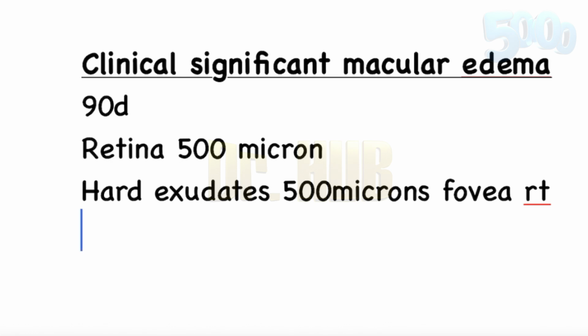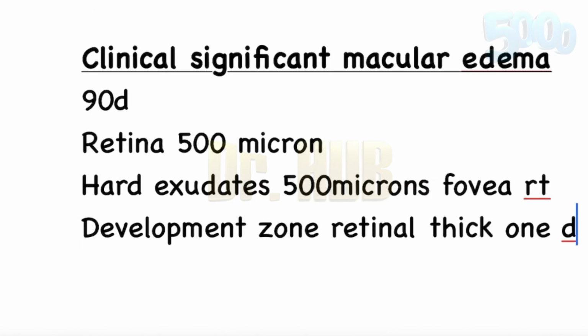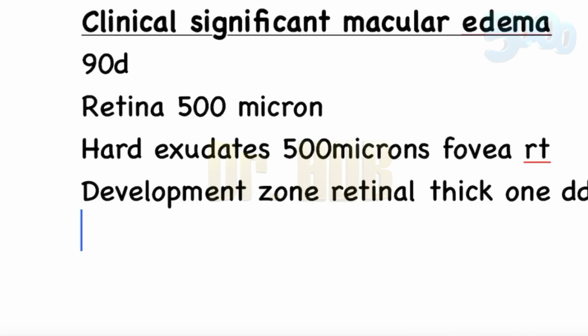Next, we look at the development of a zone of retinal thickening. The development of a zone of retinal thickening of one disc diameter, that is 1 DD, or larger in size. Next, at least a part of this should be within one disc diameter of the foveal center.